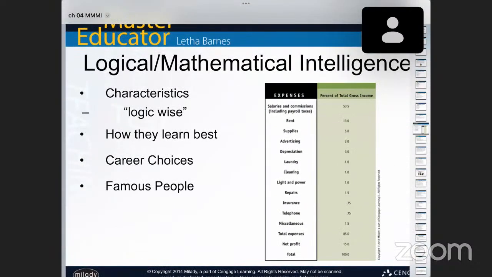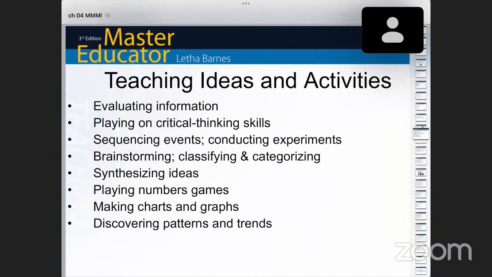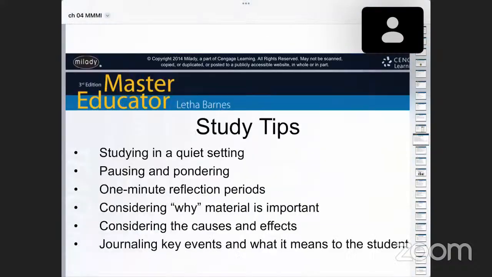Here's your logical mathematical intelligence. How they learn best: we have tasks, budgets, expenses. We evaluate information. We're going to weigh which one is best, which coupon gives me the most money off. I like sequences. Let's brainstorm. The knowledge tree, which is our number game, and charts, learning how to read budgets and charts. These would be our mathematical, logical people.